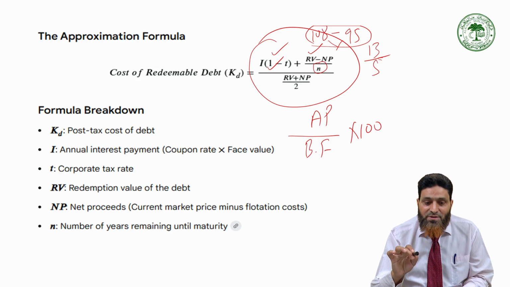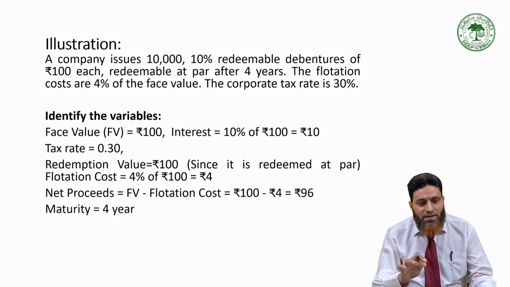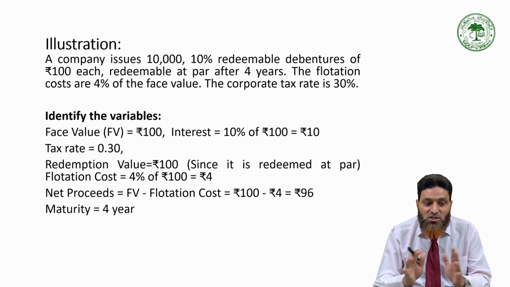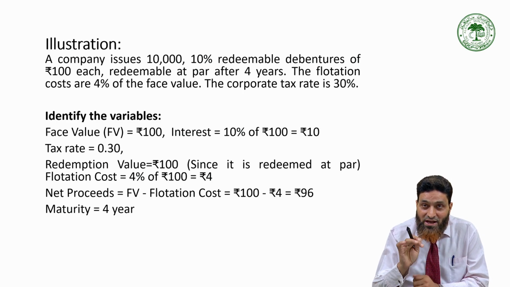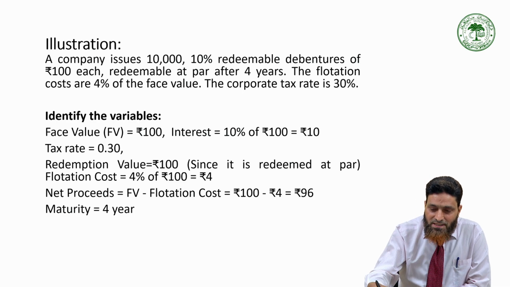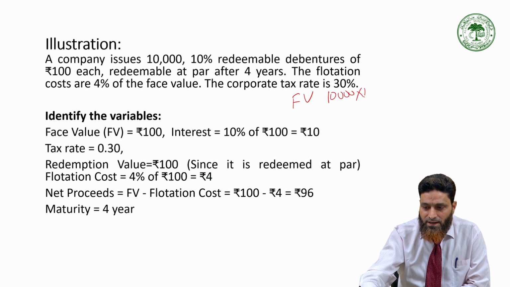So one example I will be taking. Suppose the first question is: the company issues 10,000 10% redeemable debentures of 100 each. So the first thing you have to calculate is how much is the net proceed. For net proceed, the face value of the debentures is 10,000 multiplied by 100.